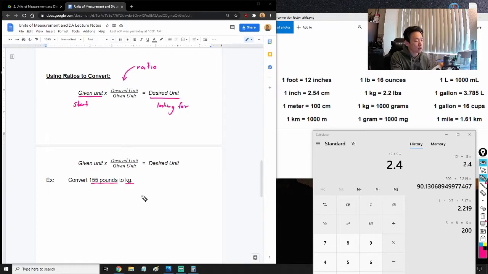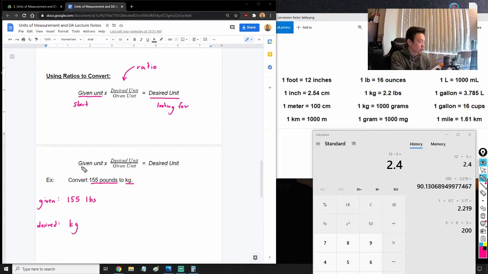Now the first thing you want to start off is let's figure out what you're given. So what are you given? Okay, easy way to think of that is just look for the number. We have 155, so we are given 155 pounds, and then we want to find out what is desired. Okay, what we're looking for. What's desired? We desire to turn this into kilograms.